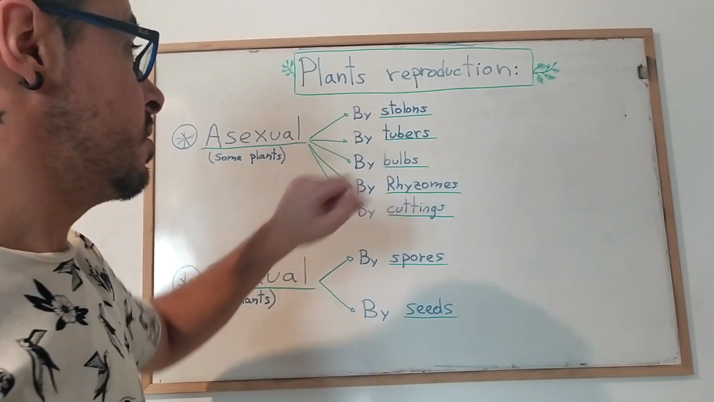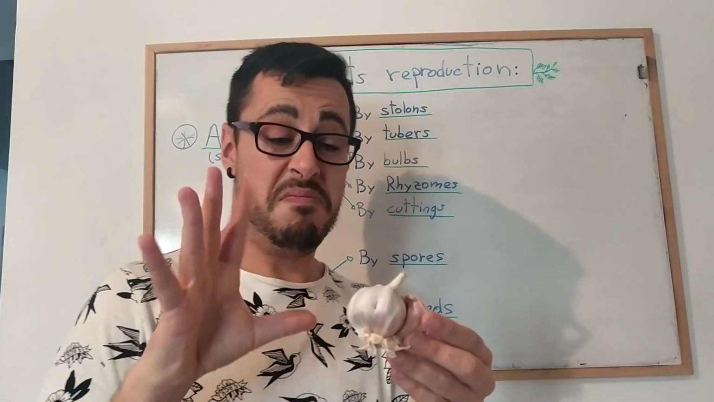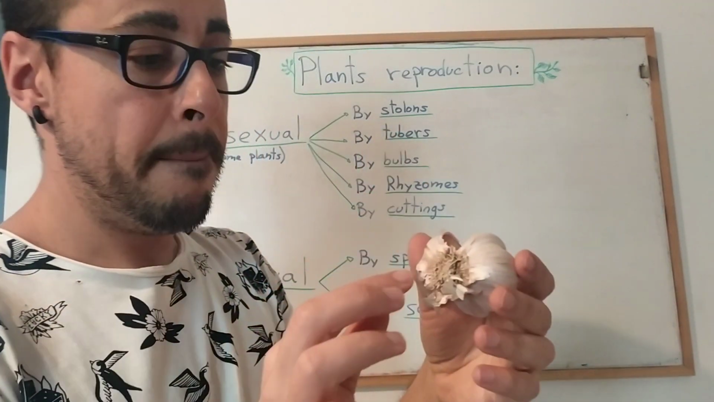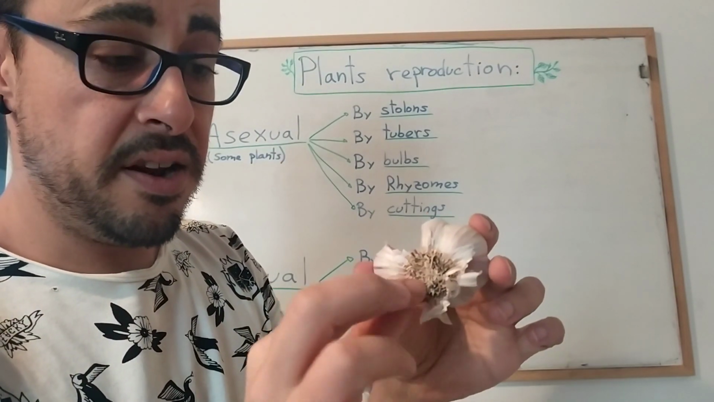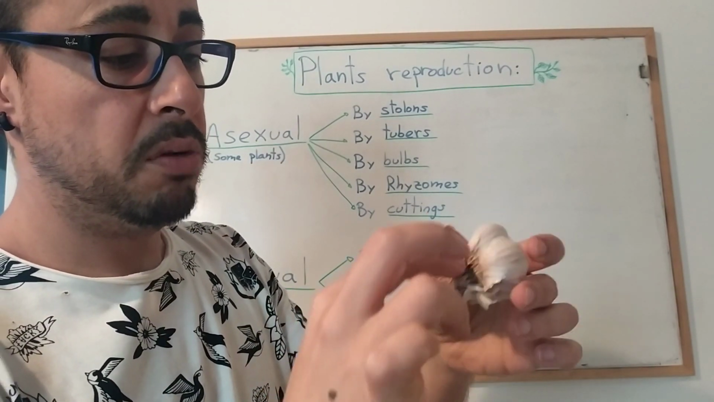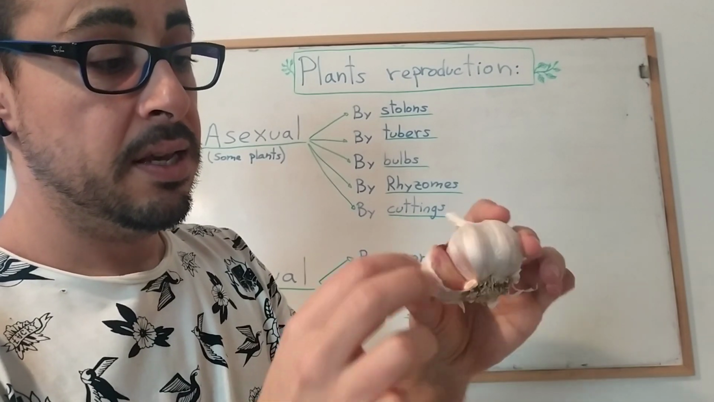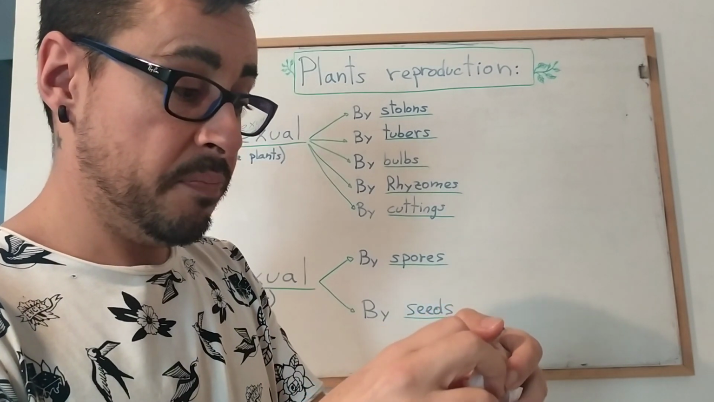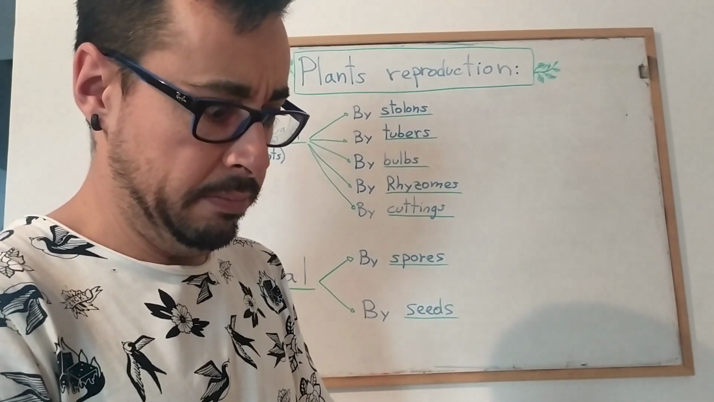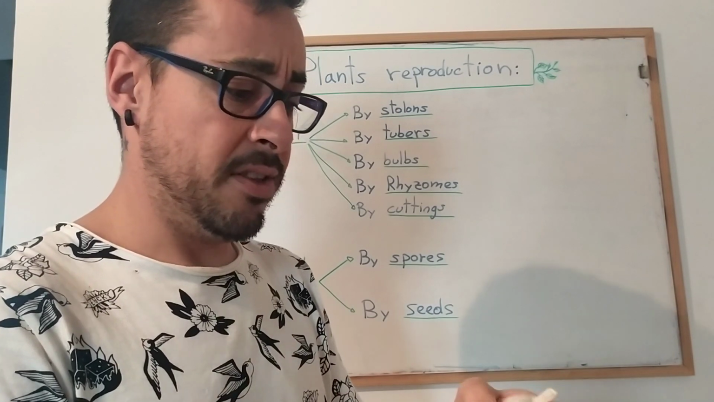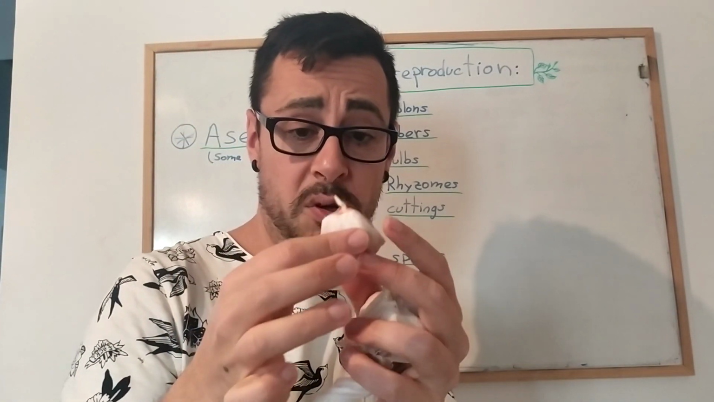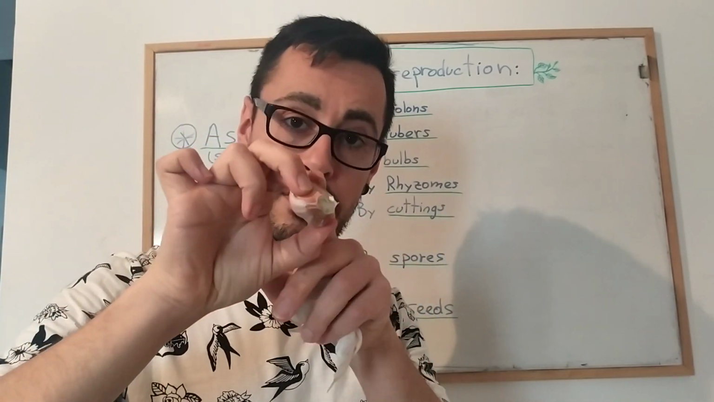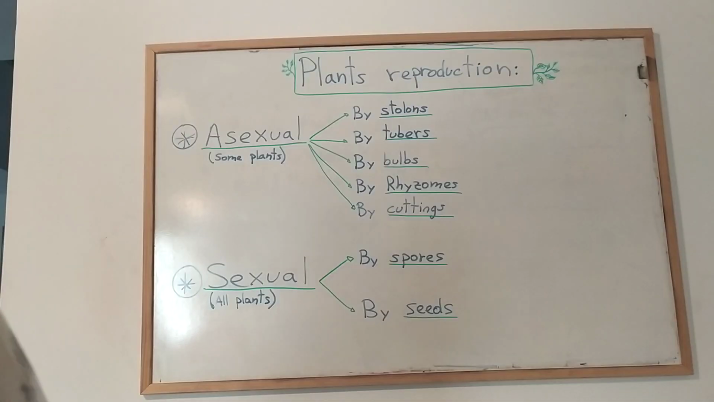Next one, bulbs. Bulbs are maybe a kind of roots. If you see, this is a garlic, okay? If you see, the roots are here, okay, at the bottom of the bulb, and this is the bulb. If you divide the bulb, okay, if you divide the bulb and you plant this piece of the bulb, okay, a new plant is going to grow from here.